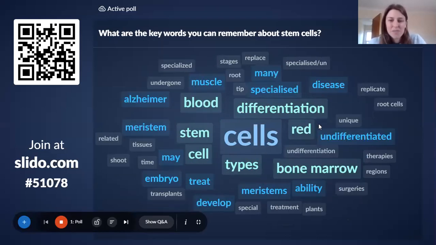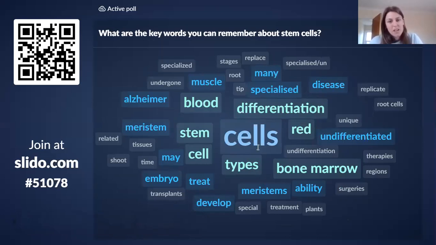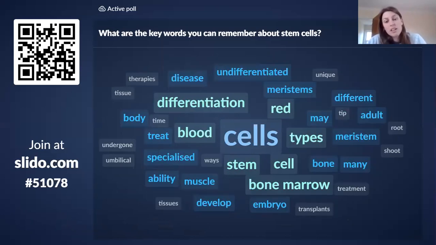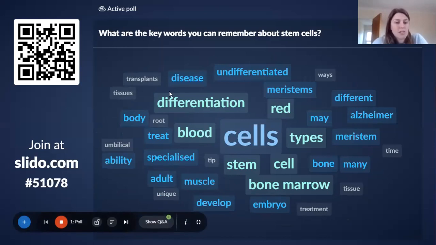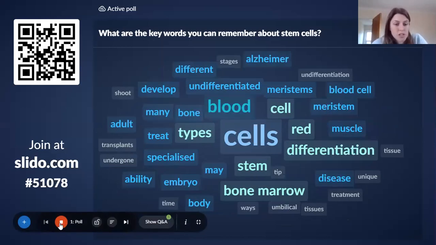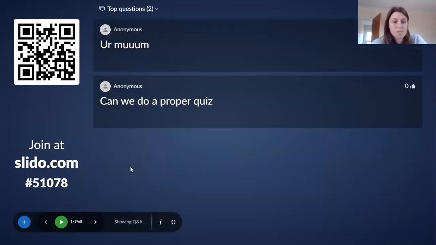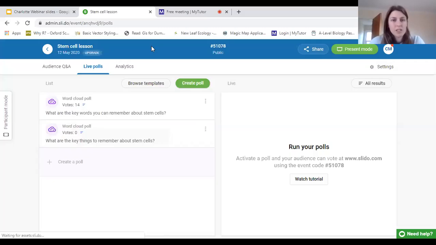Okay, cells, great. This is really fab. So this is a really good idea of lots of the keywords that we are going to use in this topic. So I think we'll stop that there. That's a really good word cloud there. Okay, well done, everyone.